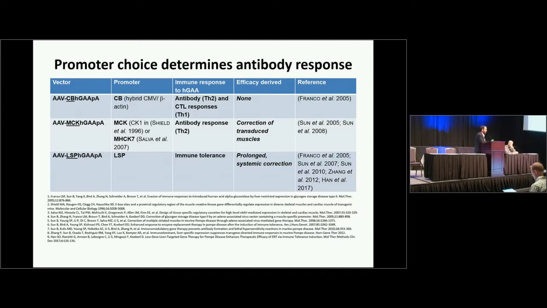in our mouse with Pompe disease. That's a knockout mouse, so they're similar to the CRIM-negative patients with regard to immune response. And that vector wouldn't achieve efficacy. It would actually be eliminated from the liver due to T-cell responses.